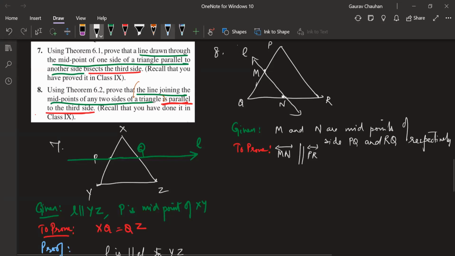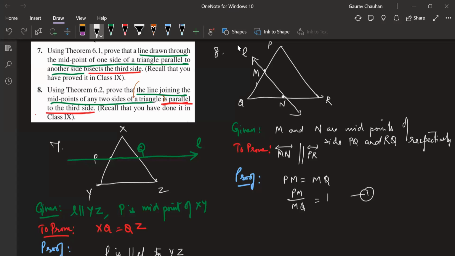Yes, sir. Proof: if we take M as the midpoint, we can say that PM will be equal to MQ. And if we take their ratio, PM by MQ, because they are equal, it will be 1. PM by MQ is equal to 1. That we can take as the first statement.